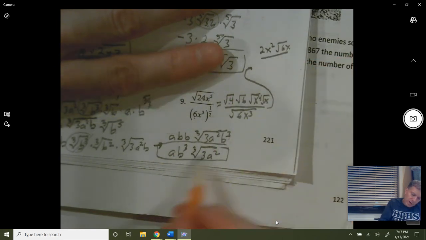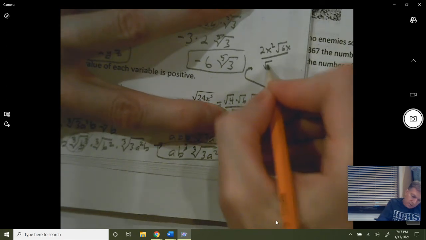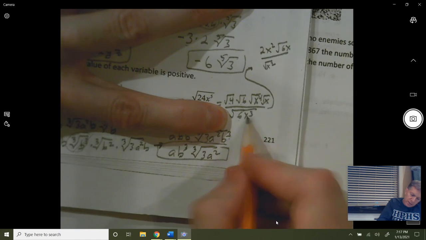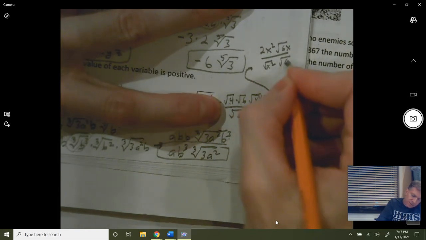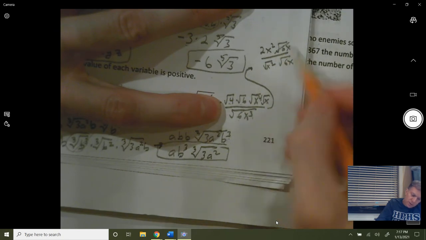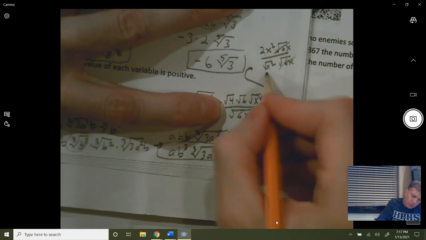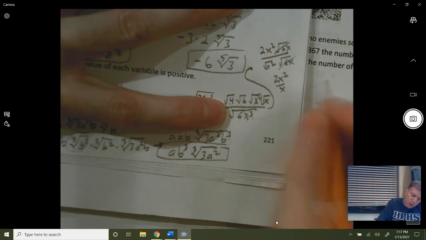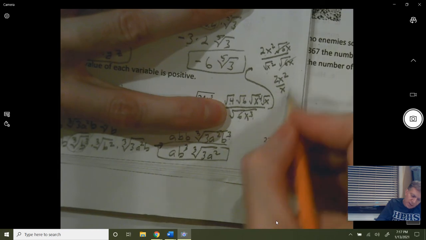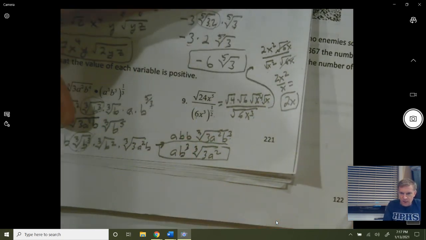In the bottom, I've got a square root of x squared. That takes out the x squared, and I'm left with 1x inside times the square root of 6x. So the square root of 6x over square root of 6x, those cancel. And I've got 2x squared over square root of x squared, 2x squared over x. One of these x's cancels, and I get 2x. Okay, so that big mess just simplifies to 2x.